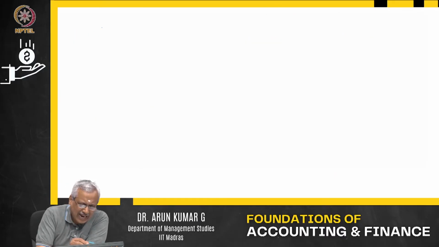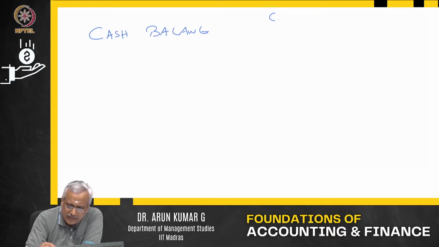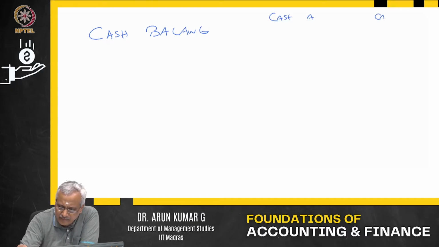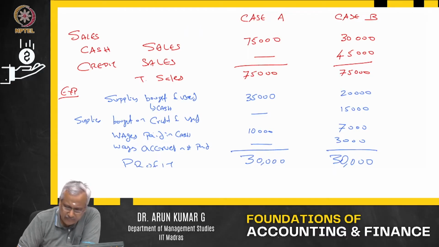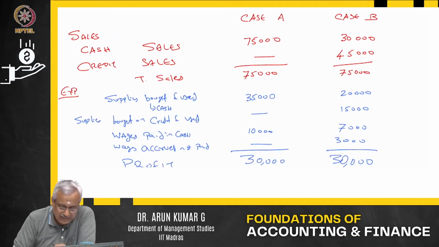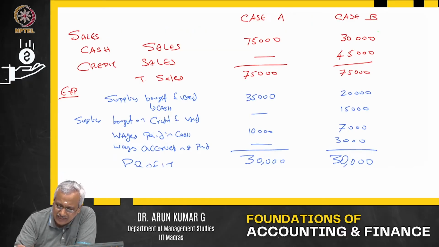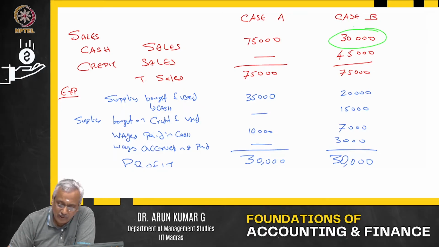Now, I look at the cash balance of both case A and case B. 75,000 cash, all these are cash expenditure. In case A, the cash balance is 30,000. In case B, what is the cash? Let me use a different color, I am going to use green. What is the cash? Only this is the cash. What is the cash paid? Only this is the cash paid. And then what is the cash paid? Only this is the cash paid.